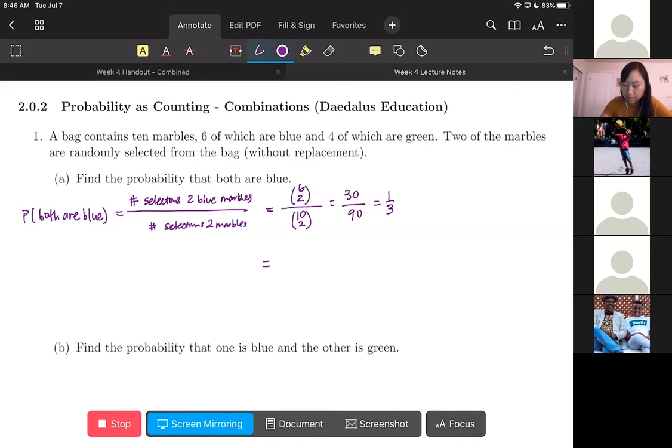Well, okay, so technically, if I do 6 choose 2, there's a couple ways you could do it. You could write it out as 6 times 5 over 2 times 1, over 10 times 9 over 2 times 1. If you calculate the numerator and the denominator, you would get 15 over 45, or you could simplify this by getting rid of the 2 and the 1. That's how I got 30 over 90.